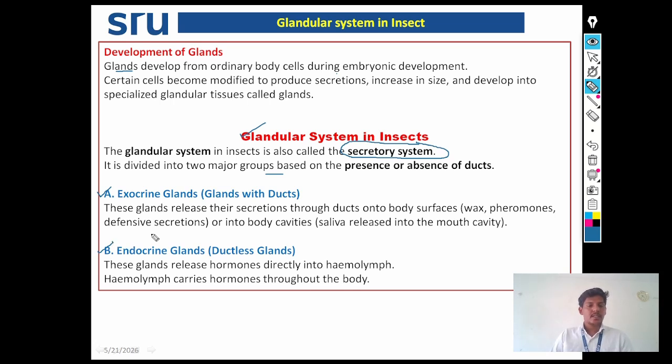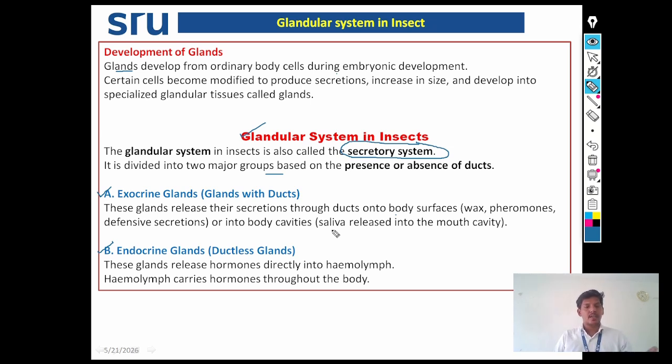Exocrine glands release their secretions through the ducts onto the body surfaces or into body cavities. Onto the body surface means that wax, pheromones and defensive secretions are secreted on the body surfaces. Into a body cavity means that saliva is released into the mouth cavity.